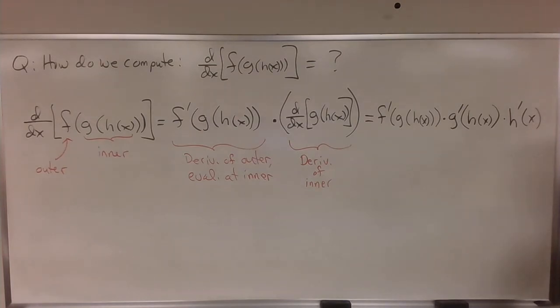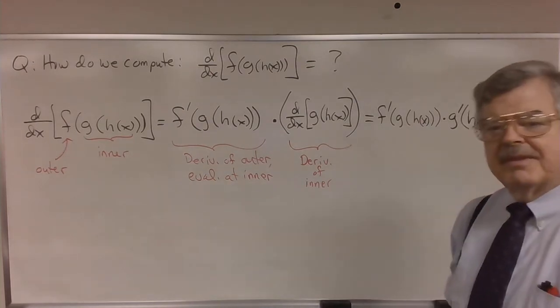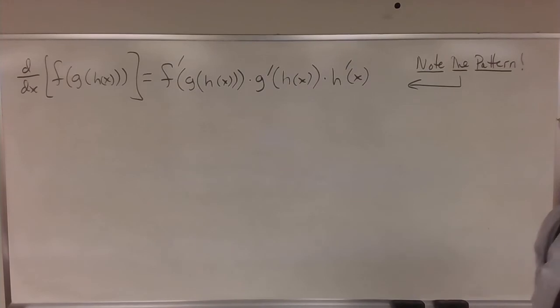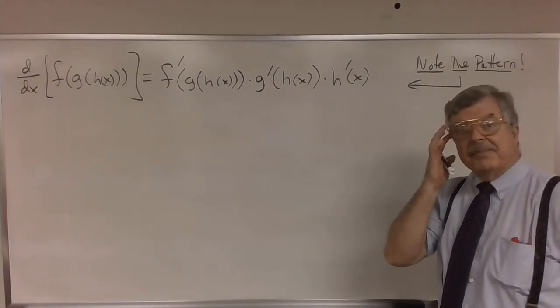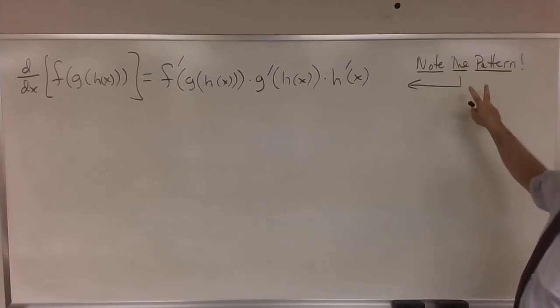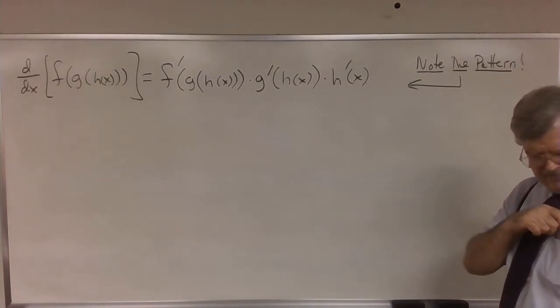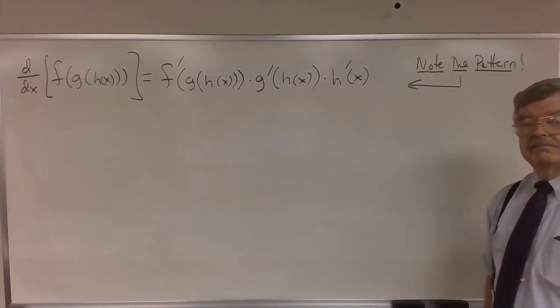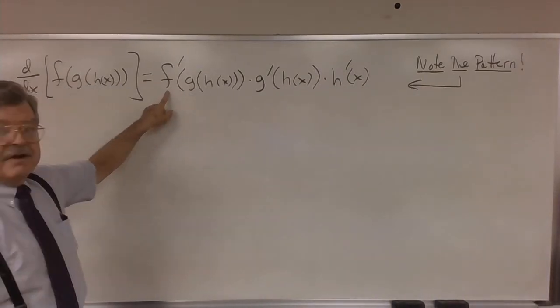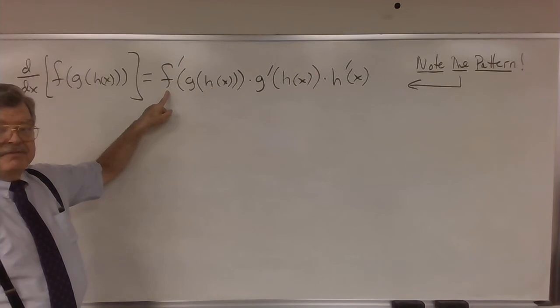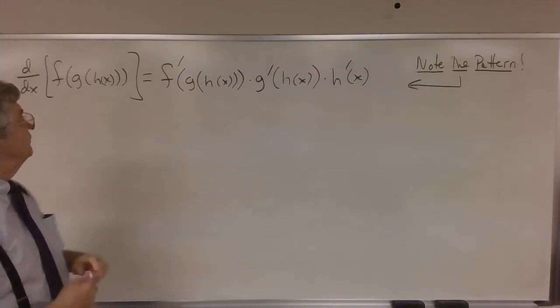And I'm going to erase the board and write the result down again, just so that we can analyze it. Here's our result, written again. And we're told, note the pattern. And there is a pattern. Notice what we start off with. The derivative of the outermost function.